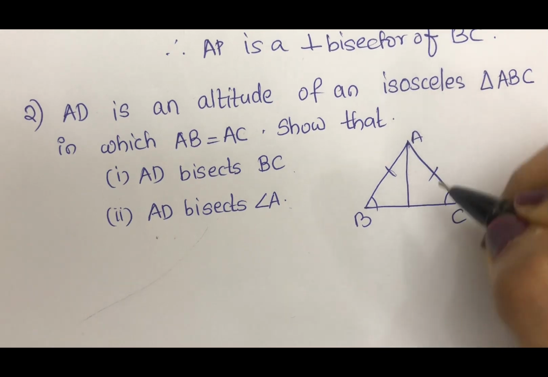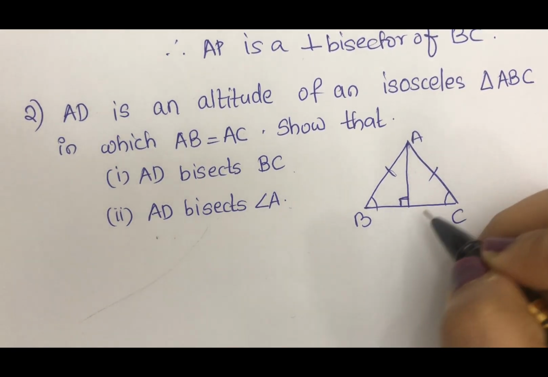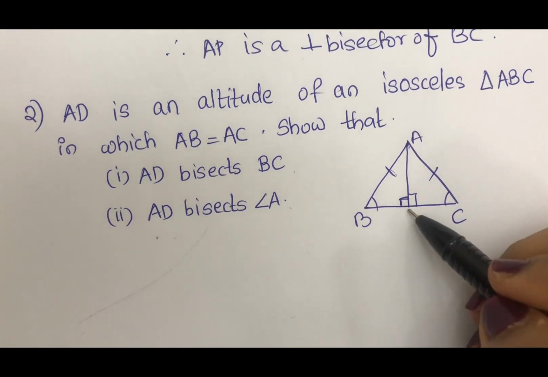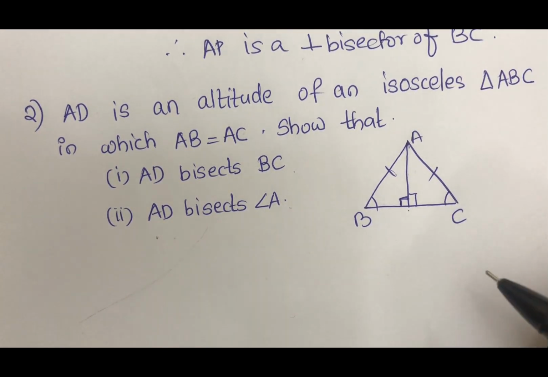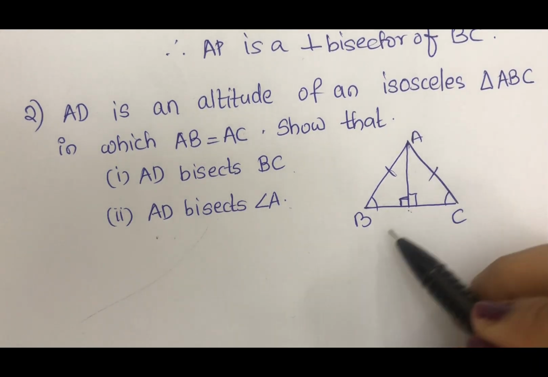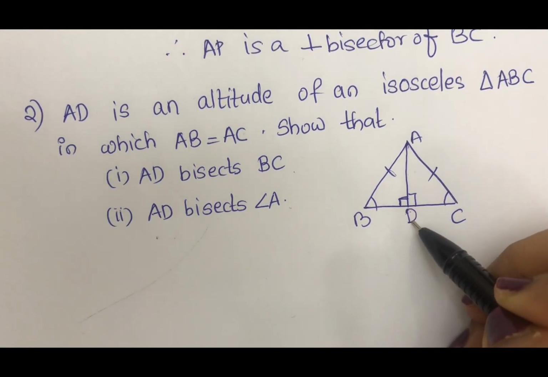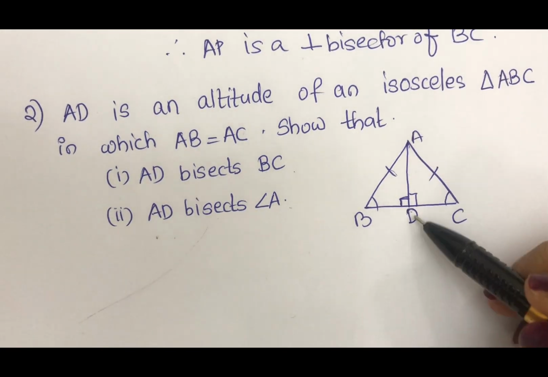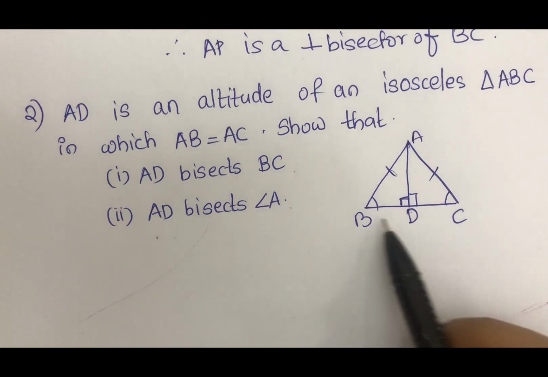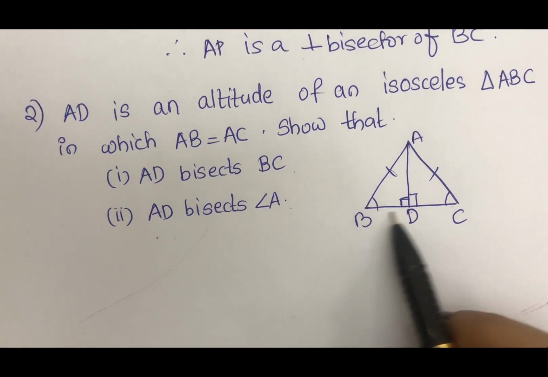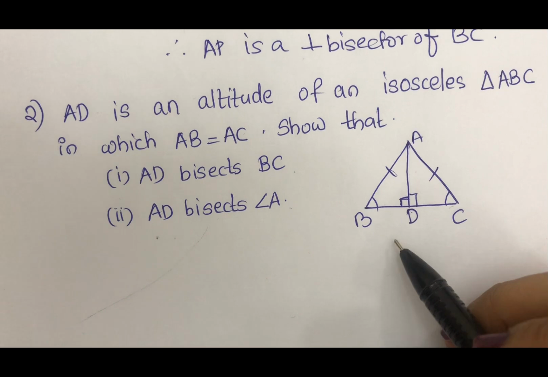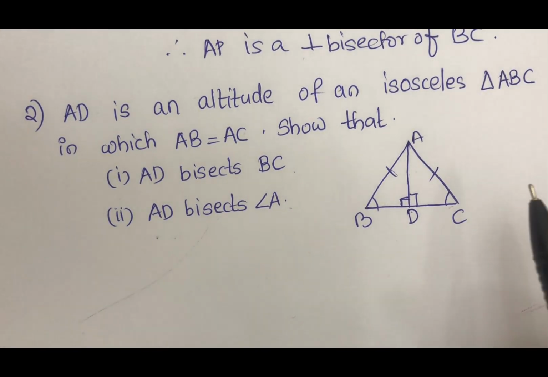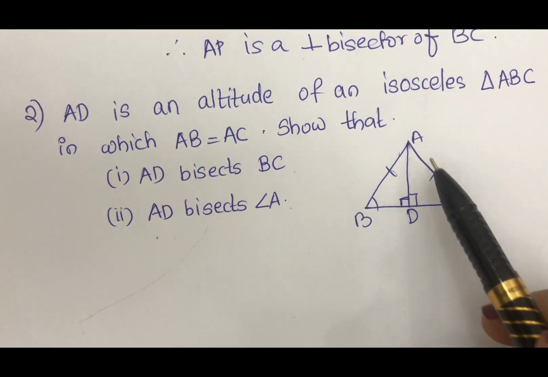Altitude means a perpendicular, so this is 90 degrees. AD is an altitude that is perpendicular to BC. Now we have to prove AD bisects BC, so BD is equal to DC, we have to prove. Also, AD bisects angle A, so these two angles are equal, we have to prove.